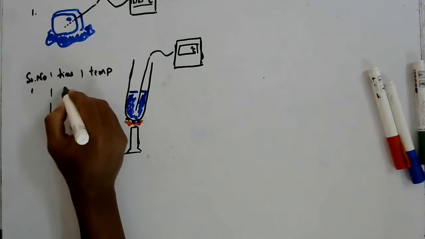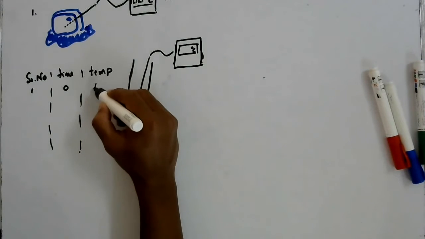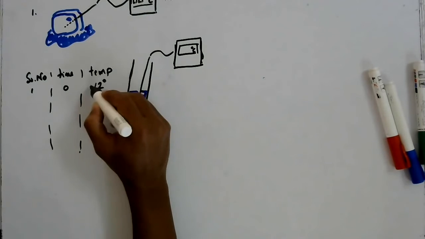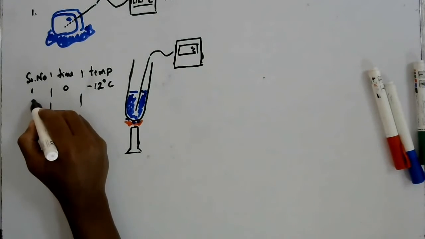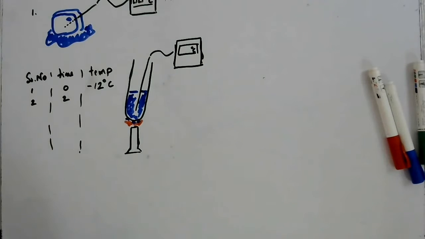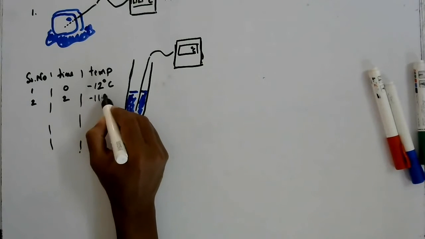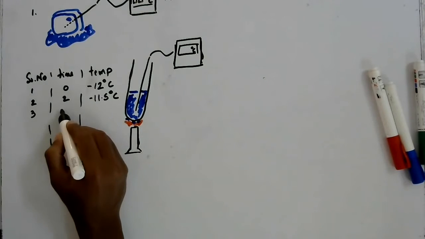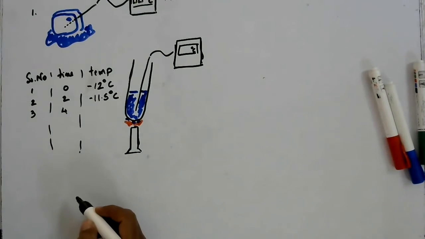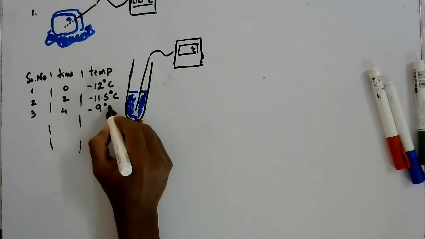Serial number 1, time 0, you just took it out of the refrigerator. The temperature of the ice is about minus 12 degrees Celsius. 2 minutes later, you check the temperature, it's about minus 11.5 degrees Celsius. Third reading, 4 minutes down the line, let's say the temperature came to minus 9 degrees Celsius.